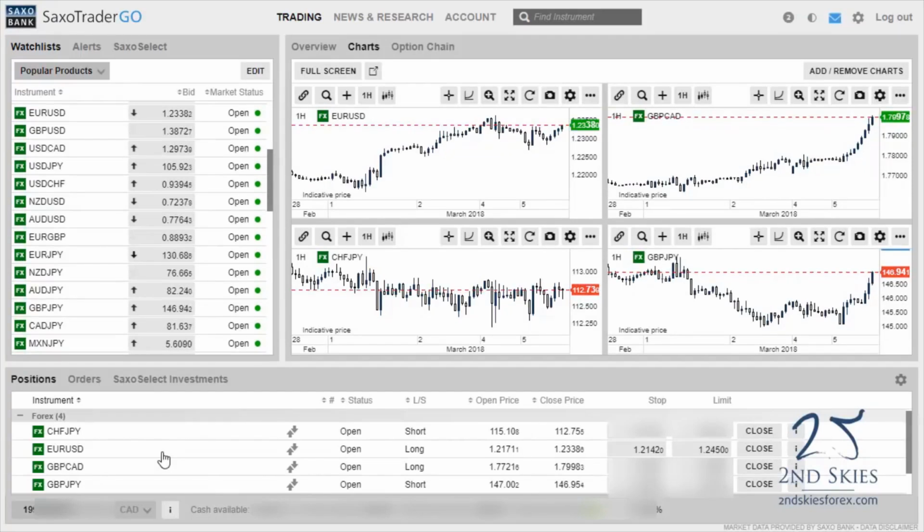The trade I want to focus on in today's video is this euro-dollar trade. Just to get into the details, you can see I'm long from 21.71. Here's the current price. My stop loss was at 21.42, so a 29 pip stop. And my target is 24.50.